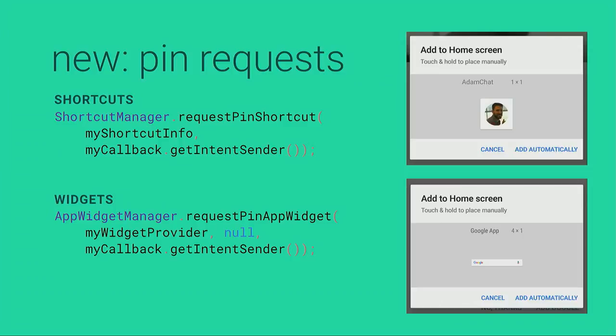In O, you can now actually request one of these things to be pinned to the user's workspace, using Shortcut Manager for shortcuts, using App Widget Manager for widgets. And the user then gets the opportunity to say, no, I don't want that on my desktop, or yes, I do, and in fact, I will go ahead and place it exactly where I want it. Or they can just say, sure, find a spot for it, which was the previous behavior.